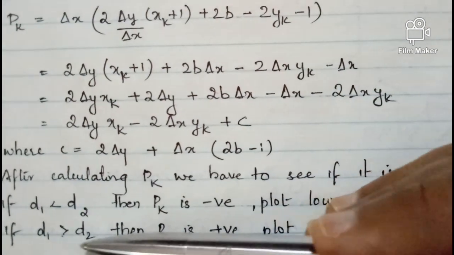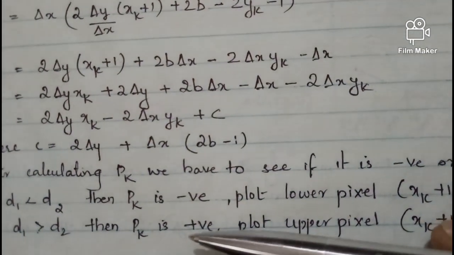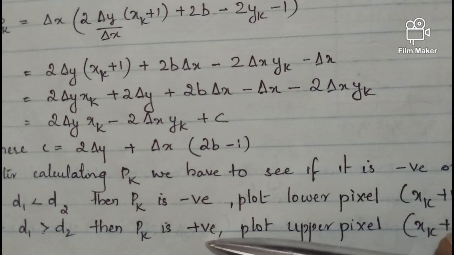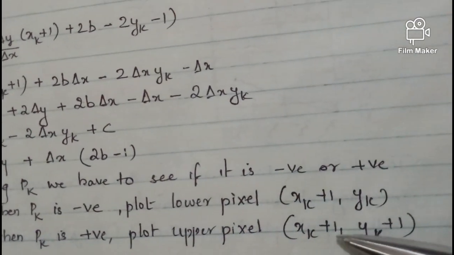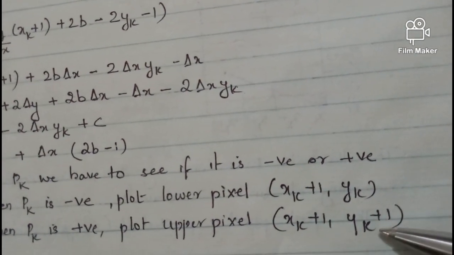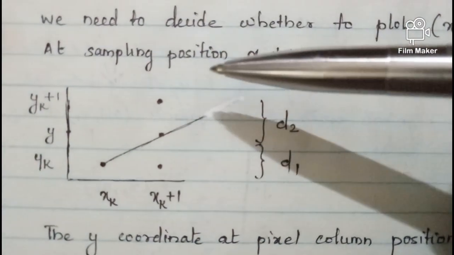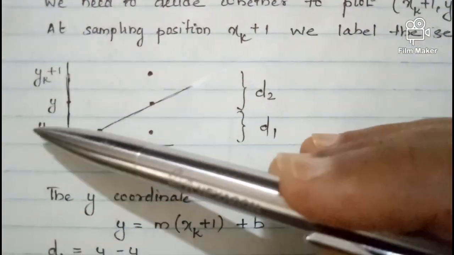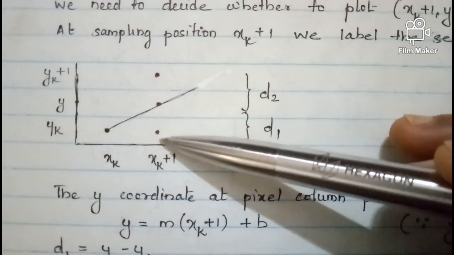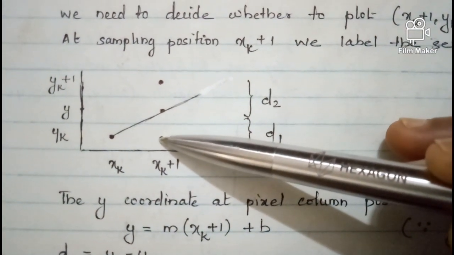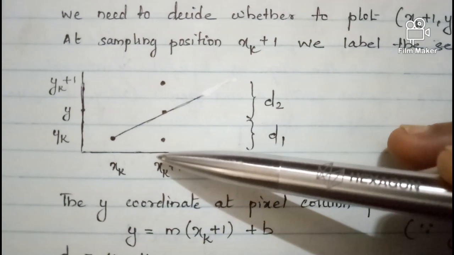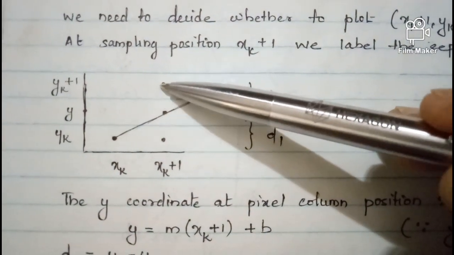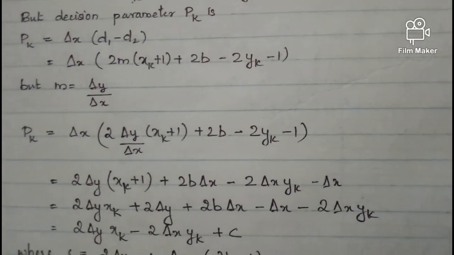And if d1 is greater than d2, then definitely the value computed for pk will be positive. And if pk is positive, then you have to plot the upper pixel, that is xk plus 1, yk plus 1. I repeat, you have to compute the value of pk, and if pk is negative, you have to plot this lower pixel, that is xk plus 1, yk. Similarly, if the pk computed value is positive, then you have to plot the upper pixel, that is xk plus 1, yk plus 1. So in this way you can take a decision.